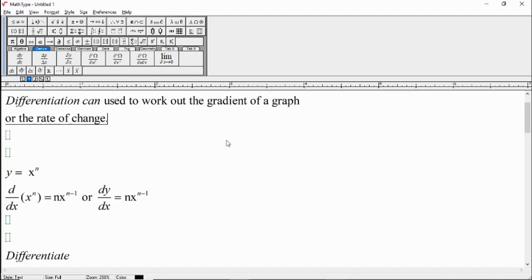On the flip side, as time increases, maybe your money drops. So that will show a negative rate of change. And then when you draw a line, it'll show the line going on a downward slope. So that's what differentiation is used for: to work out the gradient of a graph and the rate of change, which both mean the same thing.